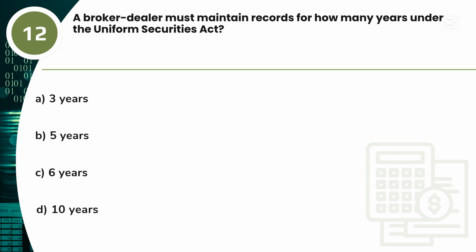Question 12. A broker-dealer must maintain records for how many years under the Uniform Securities Act? A. 3 years. B. 5 years. C. 6 years. D. 10 years.